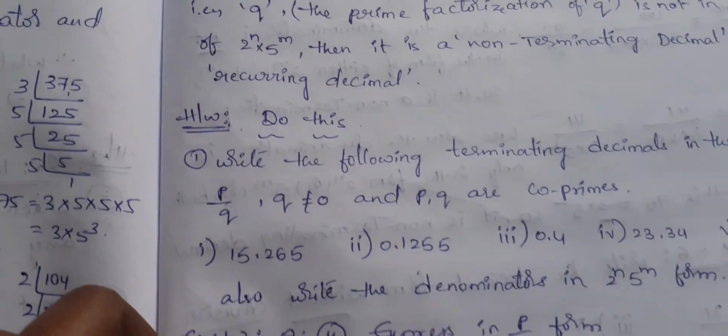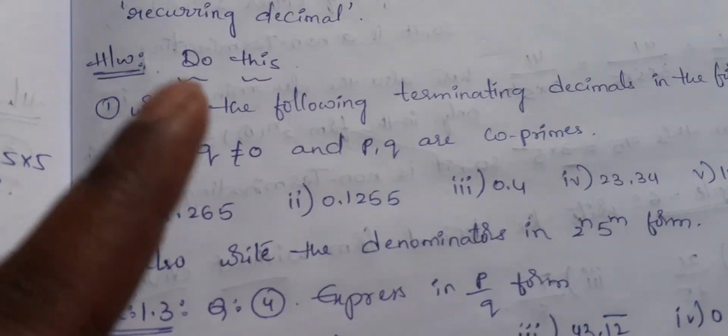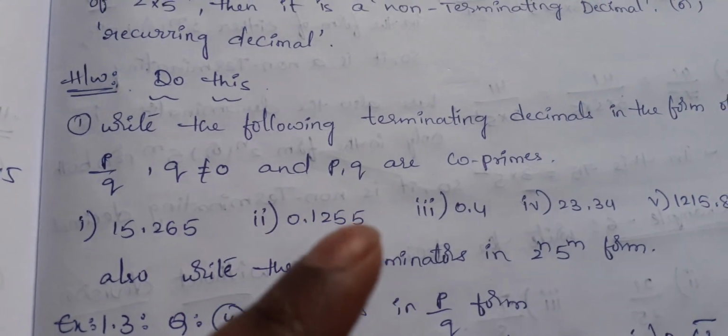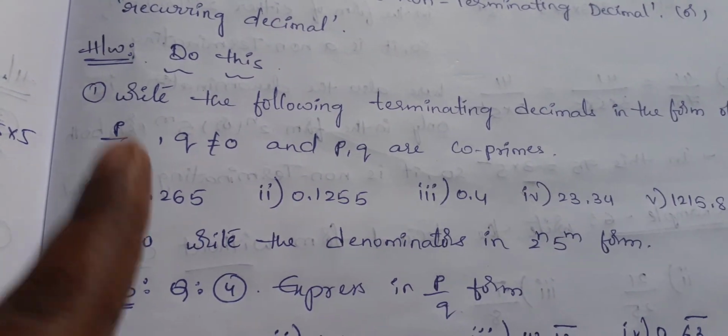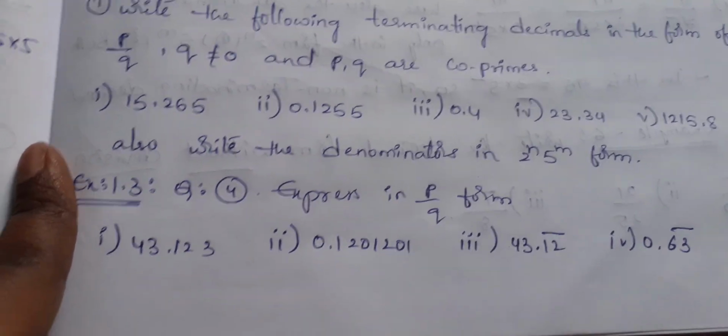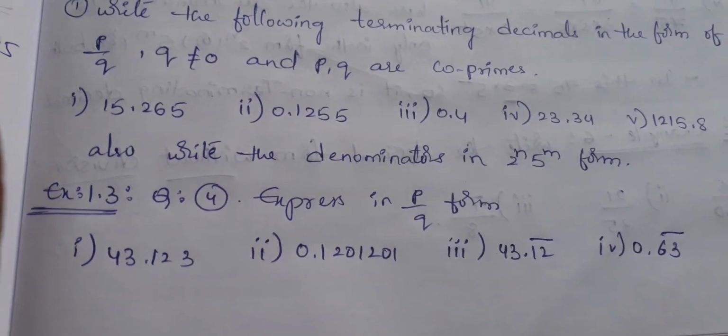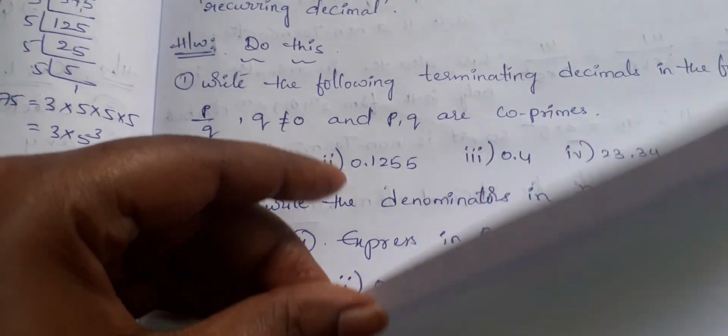Okay, so with the help of the given example, I am giving some homework problems. Write the following terminating decimals in the form p by q. Only the p by q form you have to write, and next, express in the p by q form.